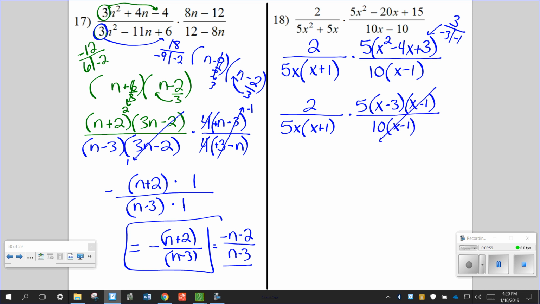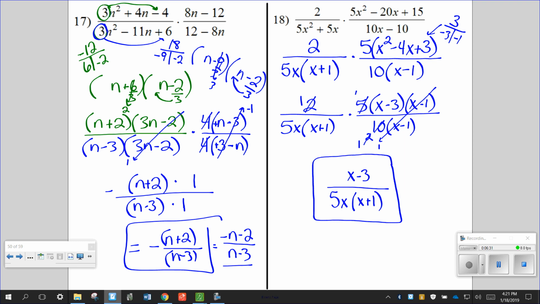X minus 1 divided by x minus 1 is 1. 5 divided by 5 is 1. 10 divided by 5 is 2. And then I see a 2 over here, so I have 2 divided by 2. It's going to be 1. And so what I'm left with is x minus 3 over 5x times x plus 1. And that'll be your final answer on this one.